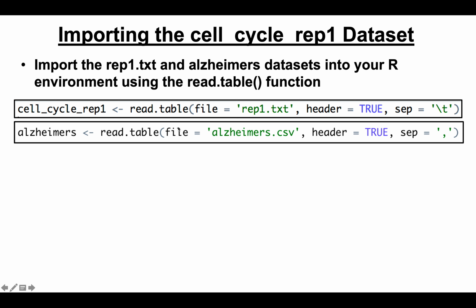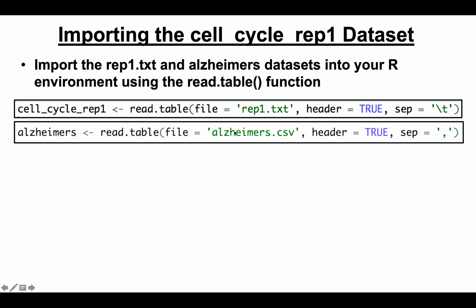So let's go ahead and do that. So we're going to have to create this new object called cell cycle rep1. And we will use read.table, and the first argument is going to be the file argument, which in this case is rep1.txt. It indeed does have a header, and in this case it's a tab delimited file. So we're going to use the \t as the separator, which in R, that just is how you indicate a tab. And so that's our separator.